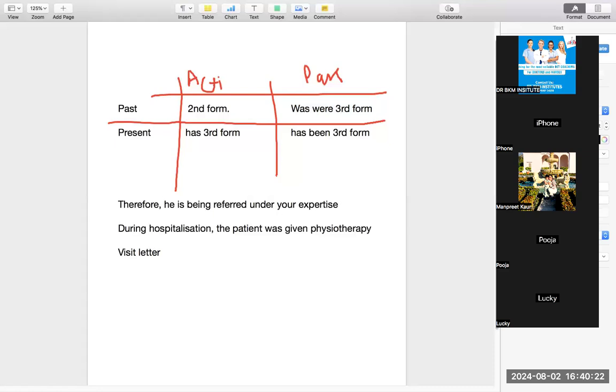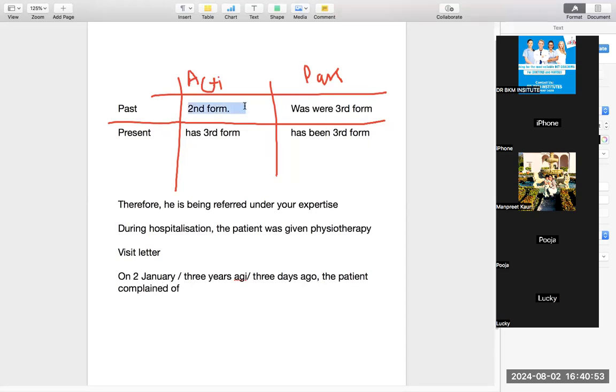How does it happen? Suppose on 2nd January, or I can say 3 years ago, or even if I am writing about a visit 3 days ago, meaning any kind of past visit, you will start like this: 3 days ago, 3 years ago, on 2nd January, the patient complained of. This is the first tense you will use, patient complained of.